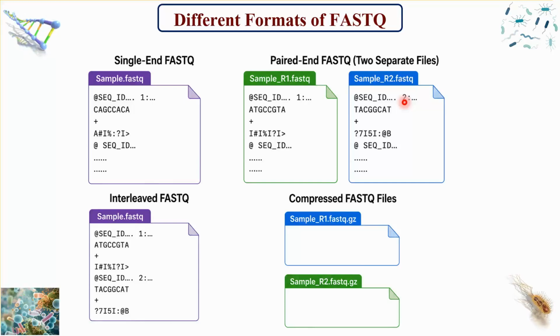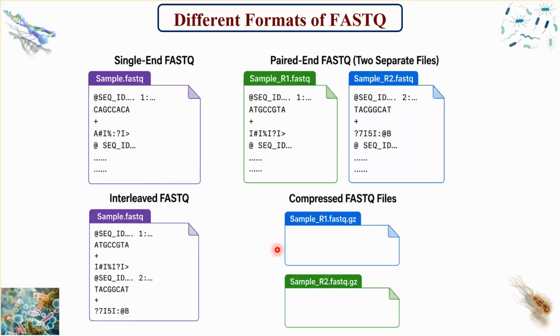Now instead of storing read 1 and read 2 in separate files, some pipelines store them in a single file. This is called interleaved FASTQ. As we can see here, reads appear in pairs one after another. This is read 1 and this is read 2. The key idea is that read 1 and read 2 are alternating in the same file.